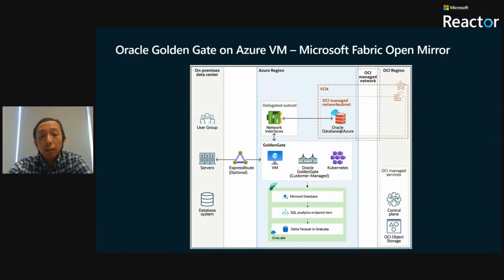Okay, this is another network topology, for those customers, for example, who prefer to run everything on Azure. In this case, the customer can run Oracle GoldenGate on an Azure VM or Azure Kubernetes Service that runs completely on the Azure network. So this GoldenGate is running on a VM in Azure.